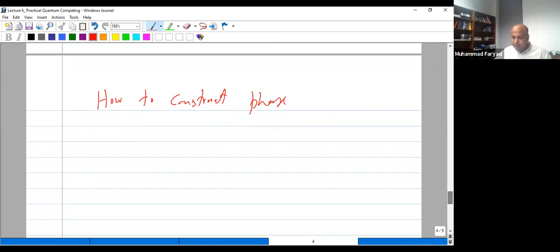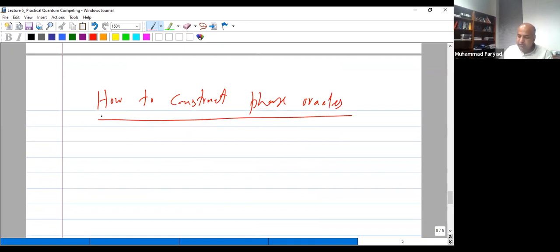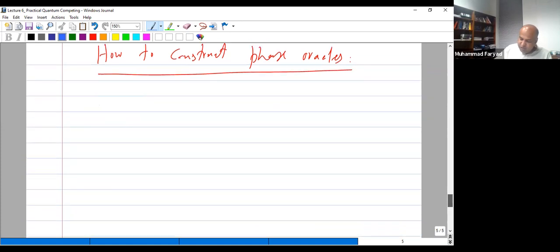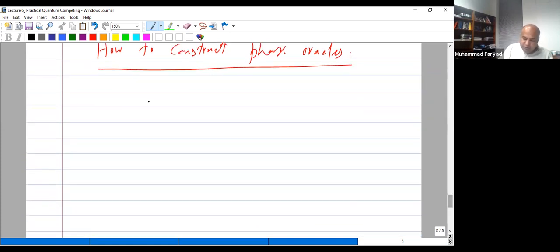All right. So let's now see how we can construct different phase oracles. For constructing different phase oracles, the ubiquitous tool is a C-NOT gate. Let me review the C-NOT again, which I'm sure most of you are now very familiar with. So let's say this is the gate.